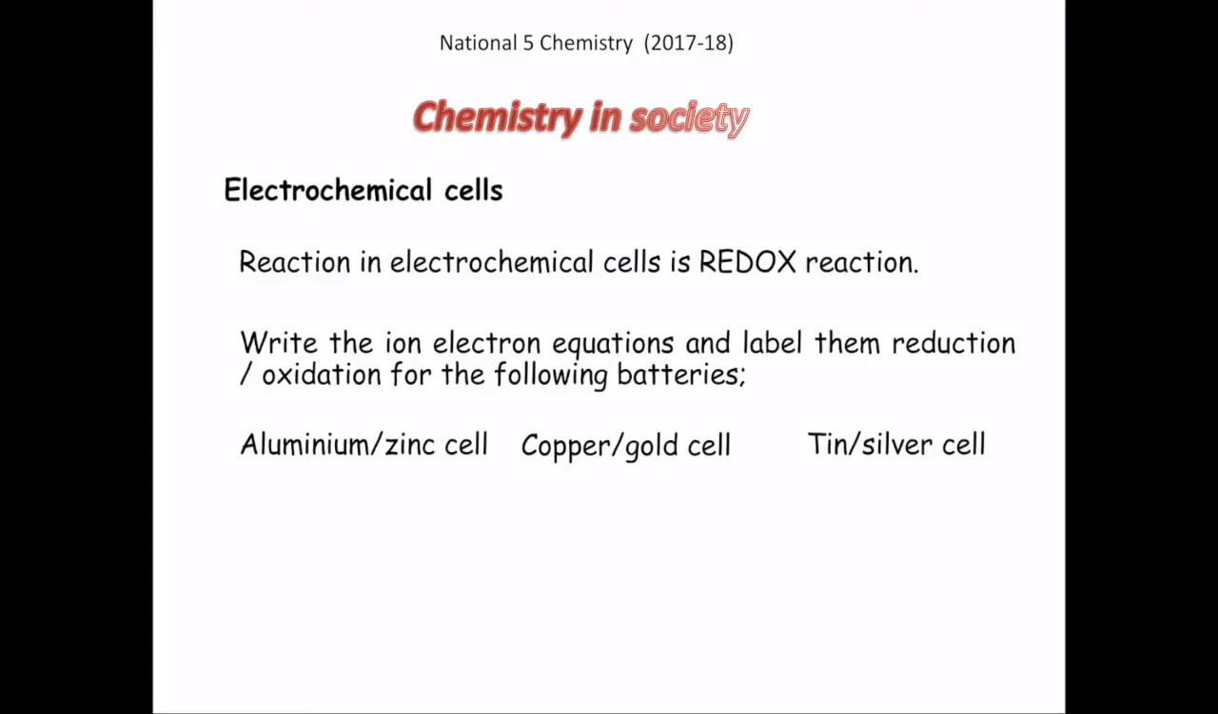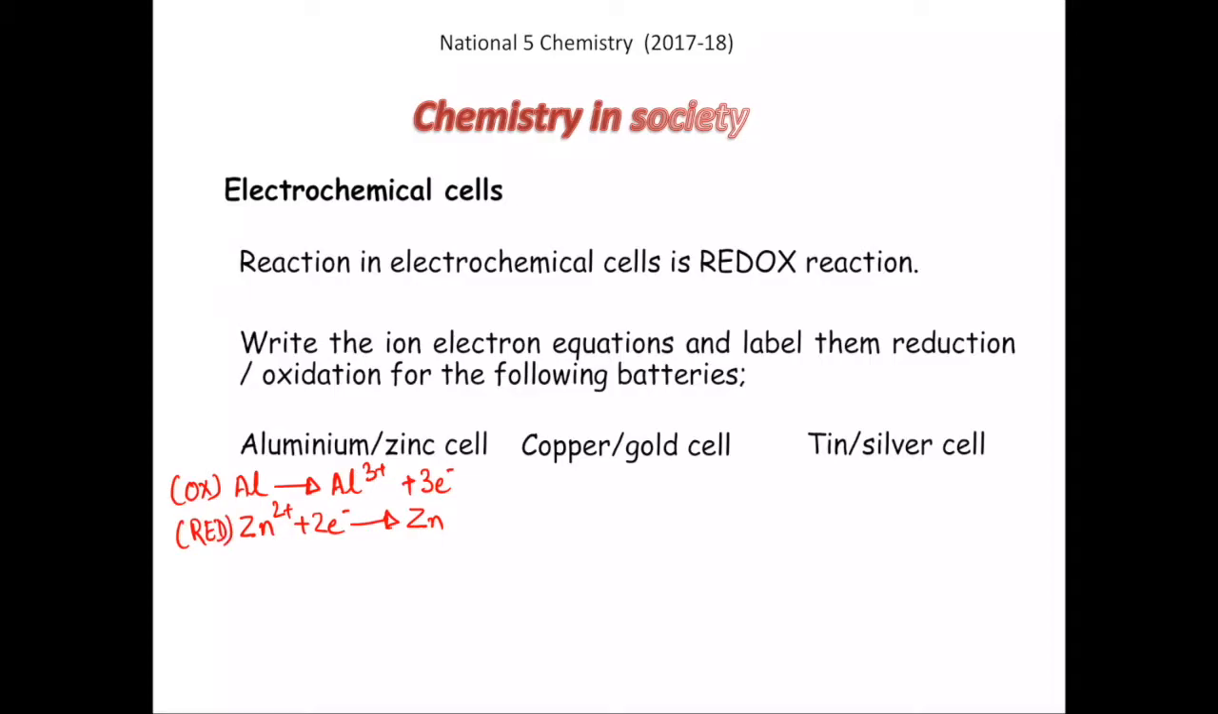Now in the aluminium zinc cell, we know that aluminium is higher in the metal activity series, so aluminium will have a tendency to get oxidized. So aluminium will change into aluminium ion and lose 3 electrons, so it will get oxidized. Zinc ion will accept 2 electrons and change into zinc metal, so this would get reduced.